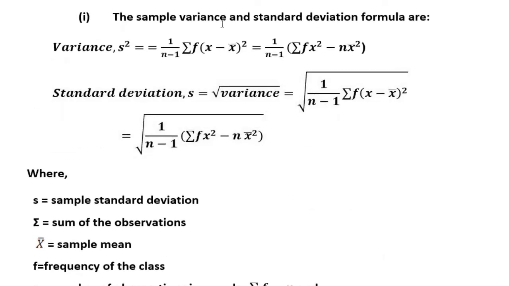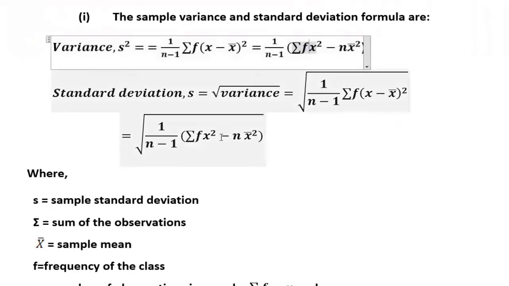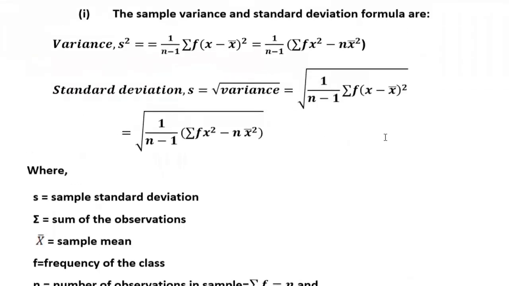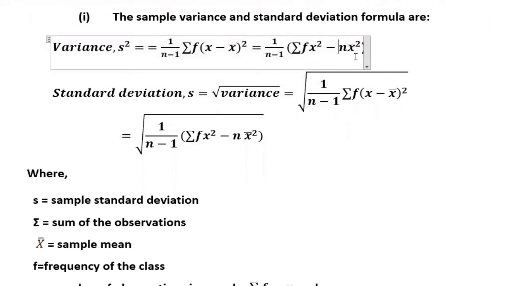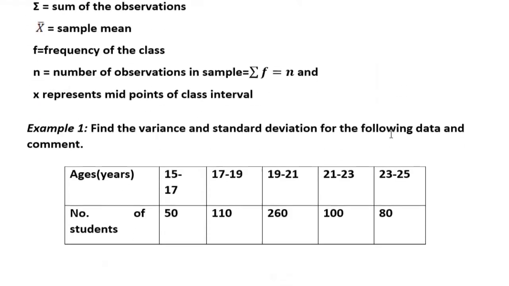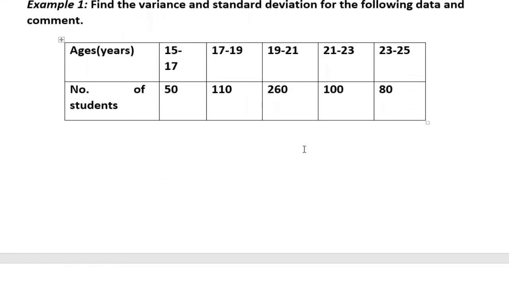For the variance of grouped data, the formula is the same. Just we have to multiply x squared by f. This is for grouped data. We have to use this second one for the calculation. All are the same, with one new thing, f. And what is x? x is nothing but the midpoint. When you have a class interval, you have to take the midpoint. If there is no class interval, just take x. Let us see a practical example. This is the age of the students. Student age is given in ranges.